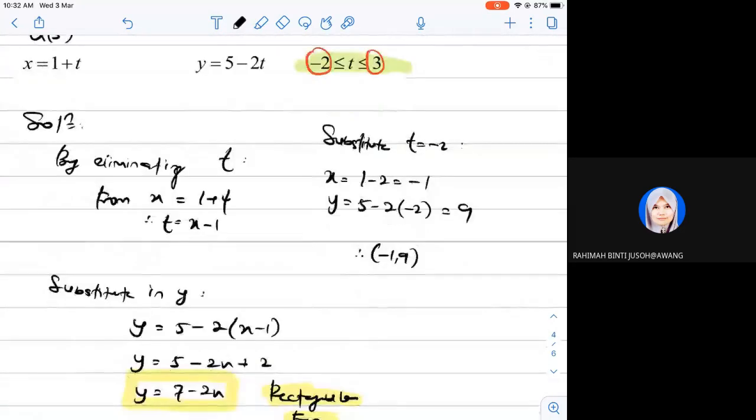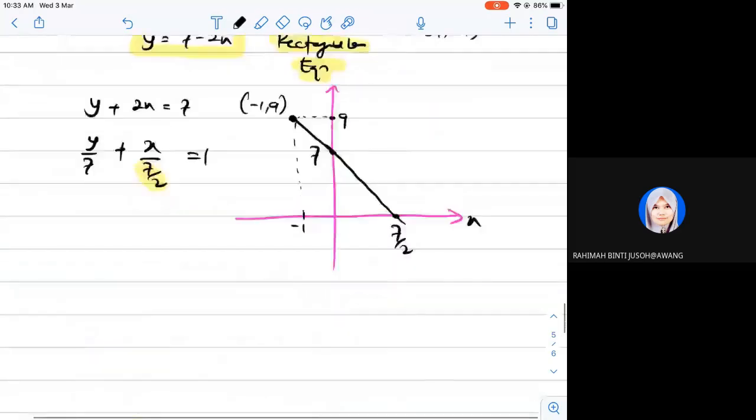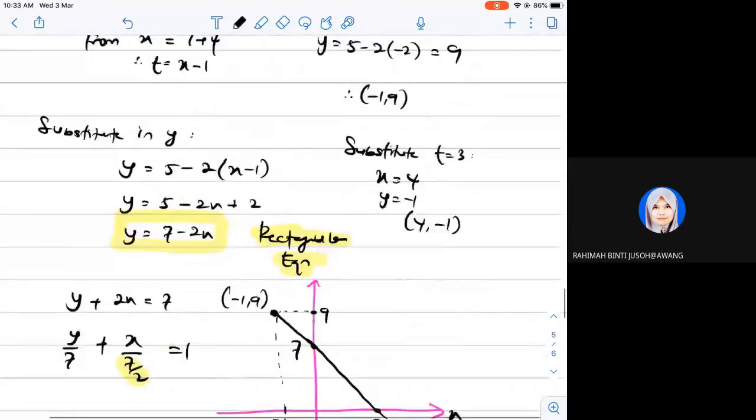You substitute t equals to 3 dalam equation tu, you akan dapat x 1 tambah 3, so 4, y 5 tolak 6, -1, isn't it? So you akan ada koordinat 4, -1. So titik akhir dia ni 4, -1.